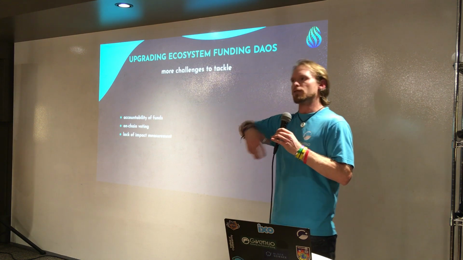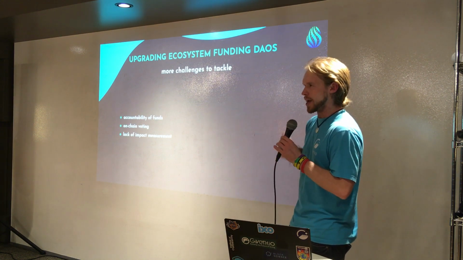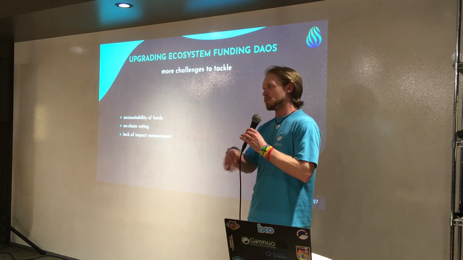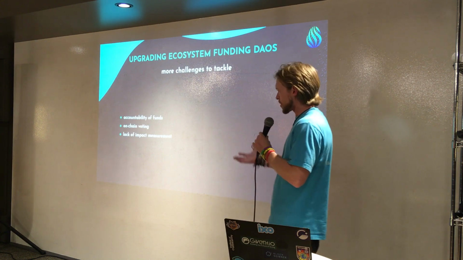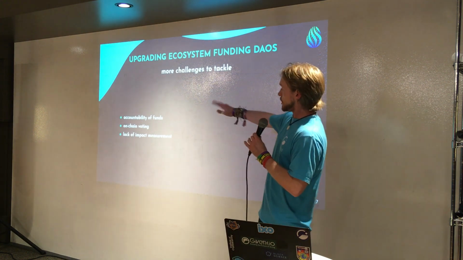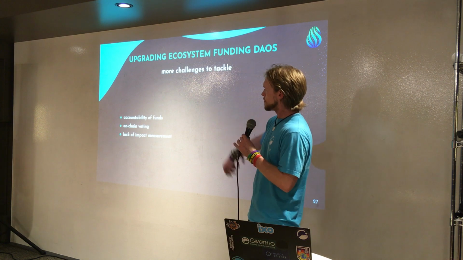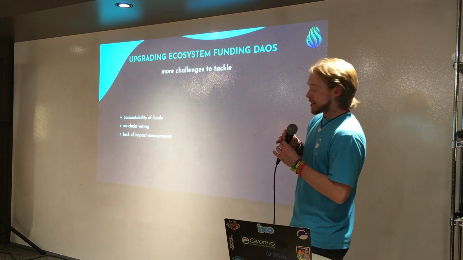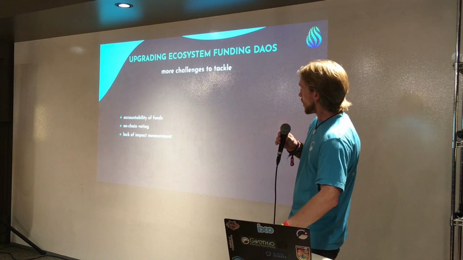I mean, it's a small enough ecosystem right now that when someone gets a grant, we know them. Again, this is coming back to the commons and the trust level. When we're a small community, we trust that they're gonna do the work that they say they're gonna do, but when we scale these kinds of ecosystems, we need some kind of accountability for the funds. On-chain voting is an issue in multiple ways, and there is a lack of impact measurement in these groups as well.